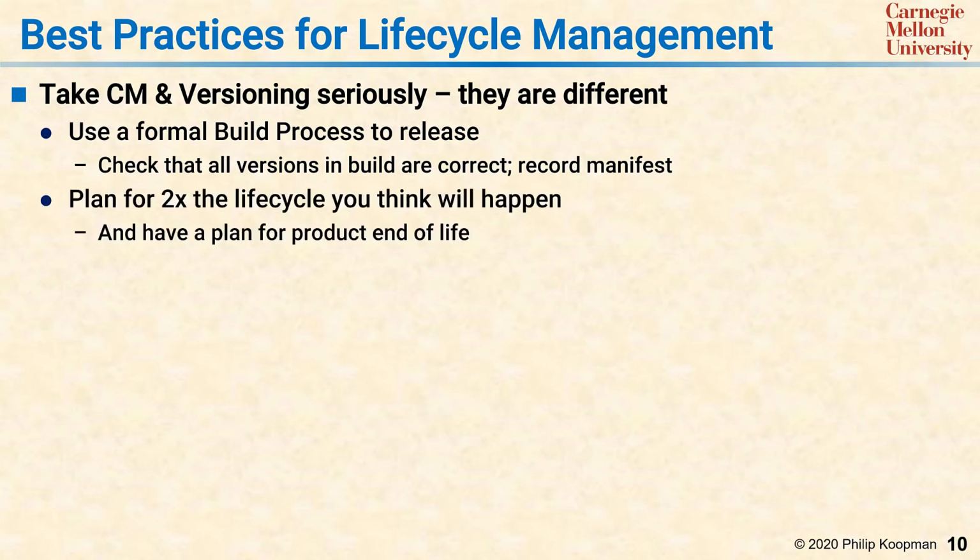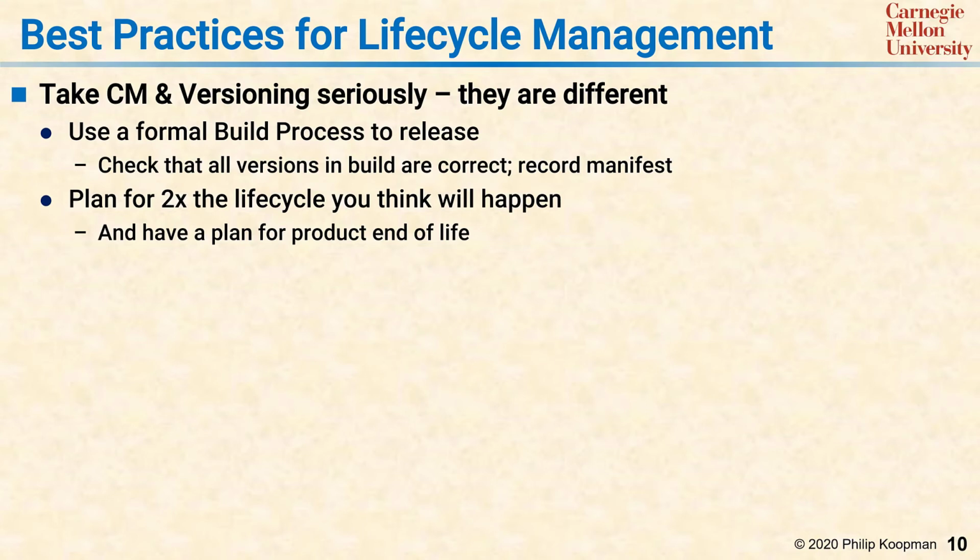Make sure to plan for at least twice the life cycle you think will happen. Embedded systems can live, it seems, forever. And at that, 2x won't cover everything, but it's a good rule of thumb. Make sure you have a plan for product end of life. The components being sold to you will undergo end of life, or you may have to retire your product. Think about that up front rather than when it's a crisis at the end.